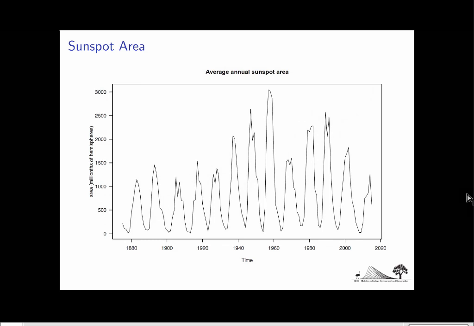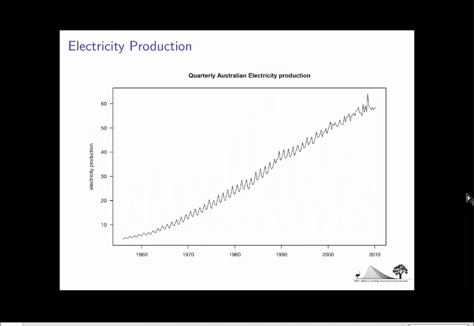Sunspot data, average annual sunspot data, so you can see these clear cycles over time. Quarterly Australian electricity production, also clear cycles or seasonality. The amplitude of the seasonality changes over time, and there is a trend. Other things.